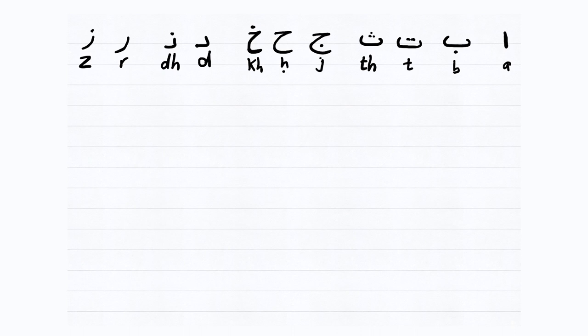How about two more similar letters that look like each other? So I have ra and zain. Then I have seen, like three, like this. Let me write it again slowly here for you.